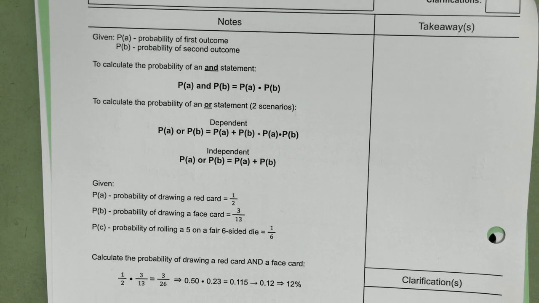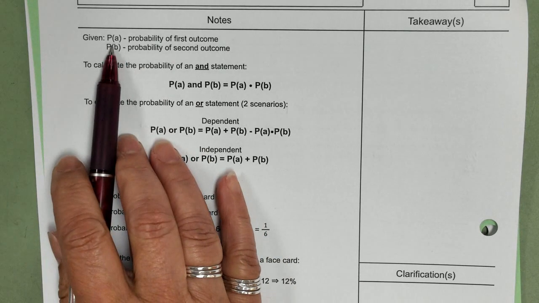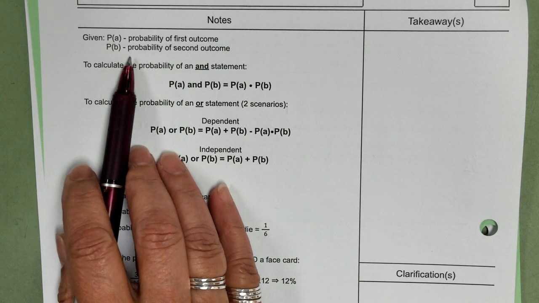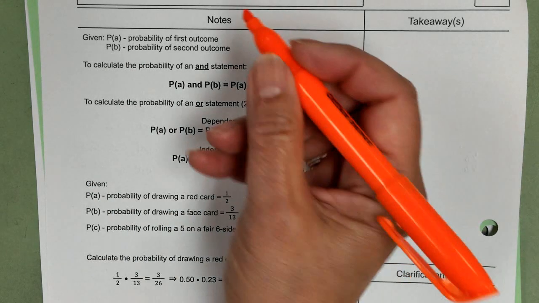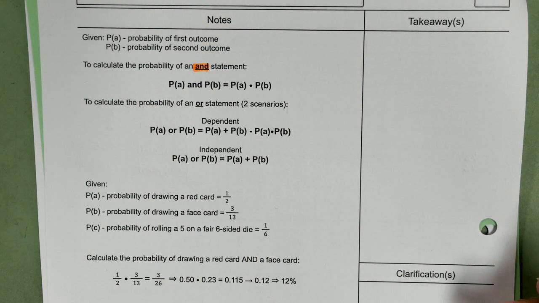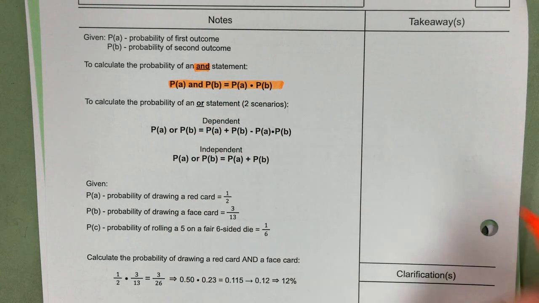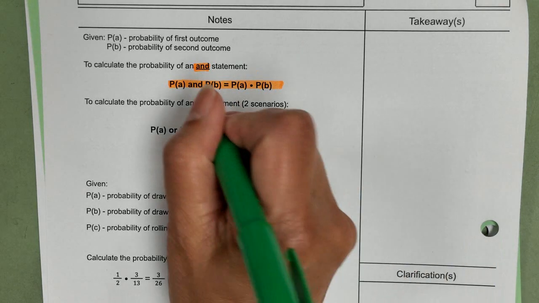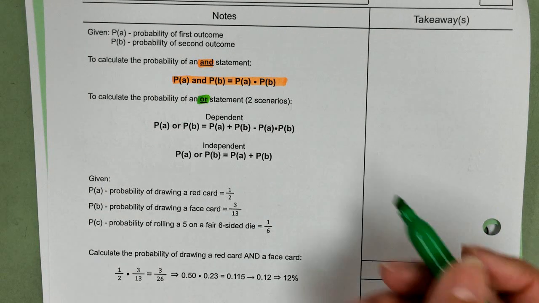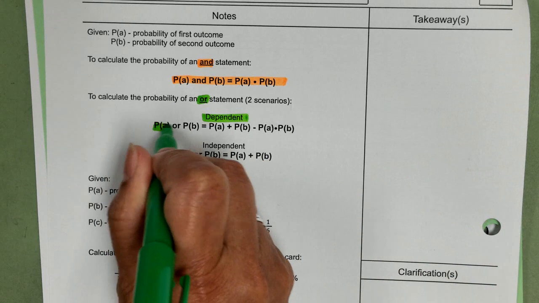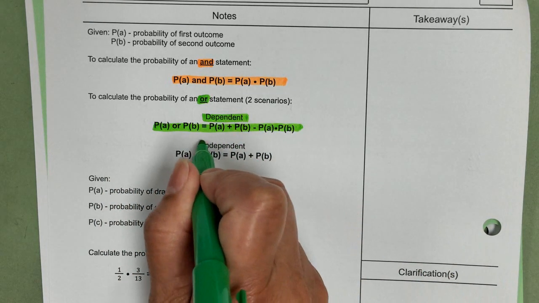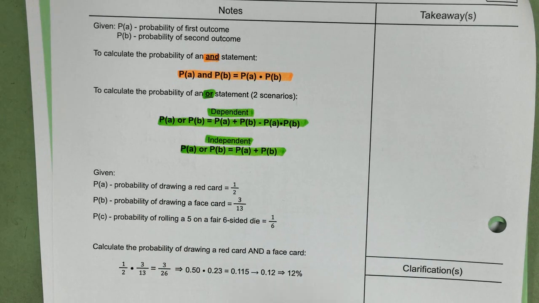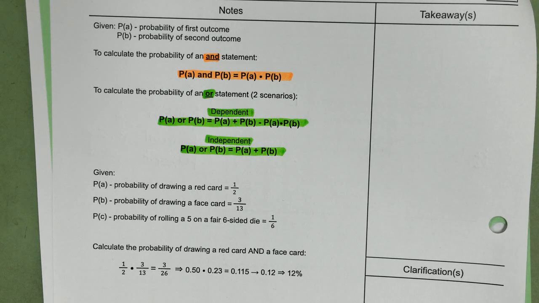So here we have a little bit more information about these different probabilities. If I designate P of A as the probability of the first outcome, P of B the probability of the second outcome, and I'm looking at an and statement, both have to be true to be a successful outcome, so you multiply the two separate probabilities together. If we want to calculate the probability of an or statement, we have two types of scenarios. We have a dependent, where we have this formula here, and we have independent, which is this formula here, where we add the probabilities. Now, we're going to go into this in a little bit more detail in part two of this unit, so I'm not really going to go through the examples at the bottom of the page. You can do that on your own time.